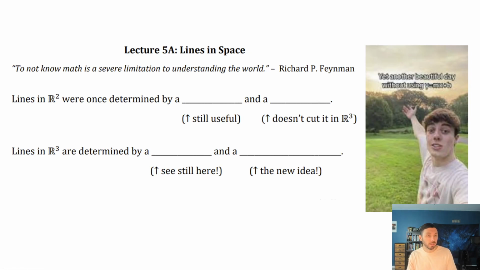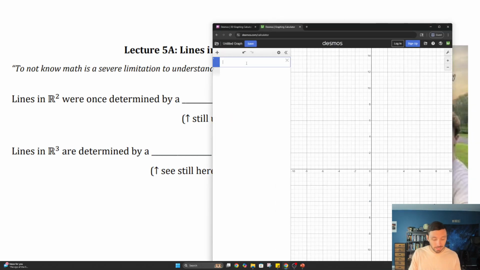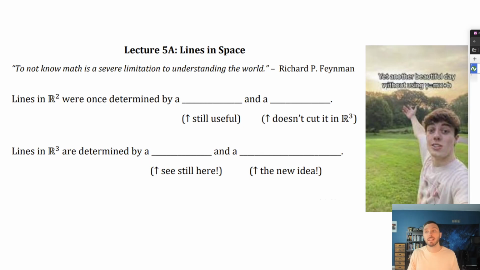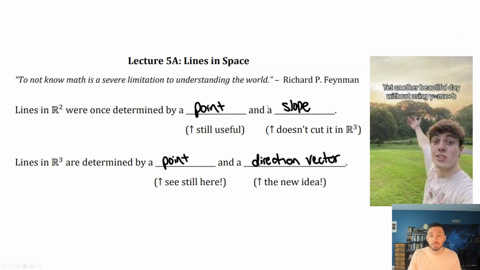Right off the bat, we're looking at just a little warm-up lead into what's to come. Lines in R2 were once determined by a what and a what. What were the two things you needed to sketch an equation of a line? In R2, you needed a point and a slope. In R3, it's close but not quite the same. It's a point and a direction vector.